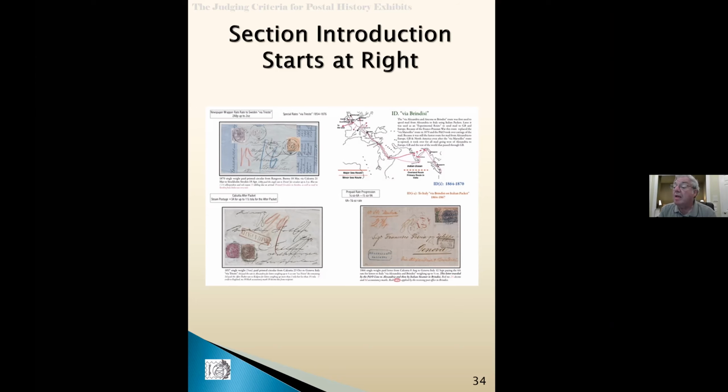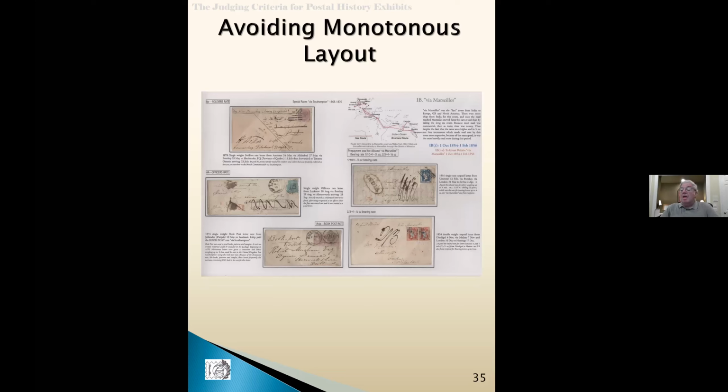Retains running and page headings like 2 single pages. So you're basically looking at almost 2 single pages, but you're getting a lot more information on the page. Avoid monotonous layout.